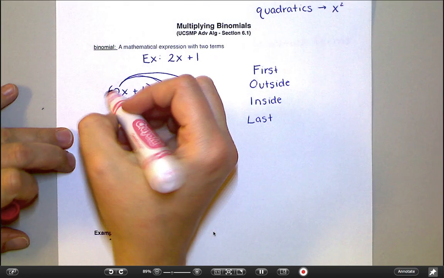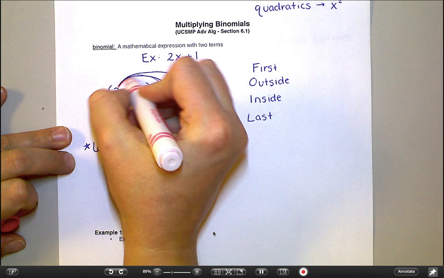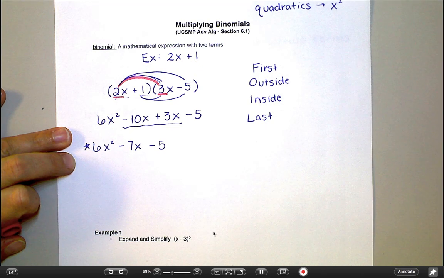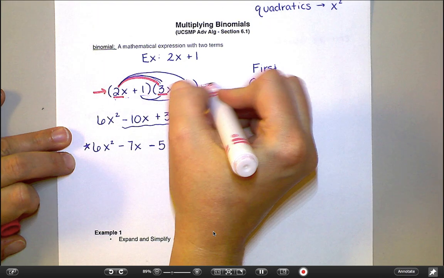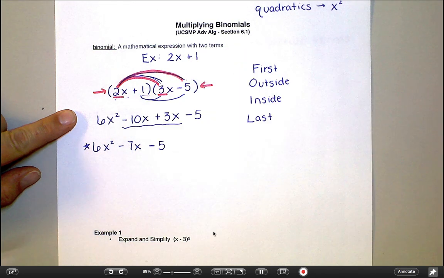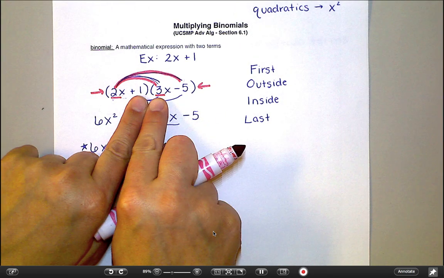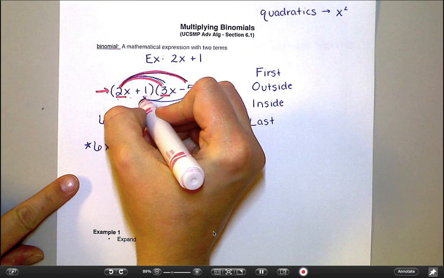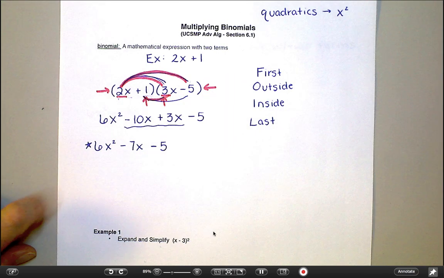First, you multiply the first things in each parenthesis. So that's first right there. Outside, you multiply the 2 things that are on the outer edges. So you do the 2x times the negative 5. Inside would be these 2 kind of sandwiched in the middle. So here and here. And so that's where we did 1 times 3x.